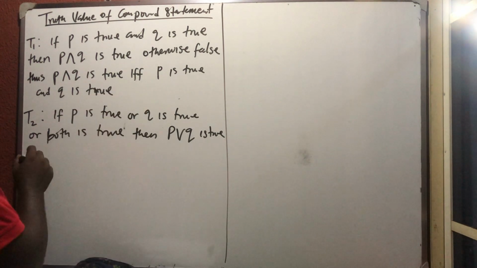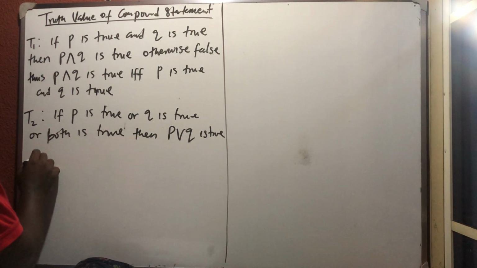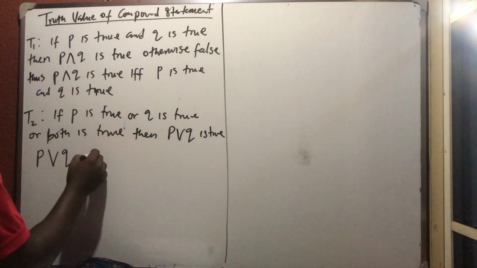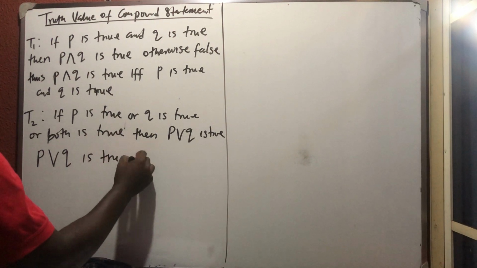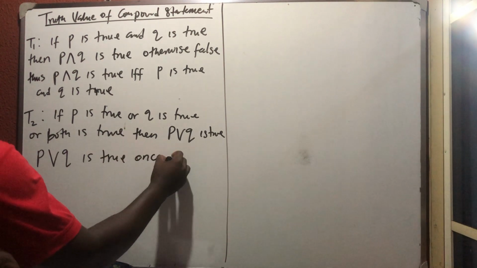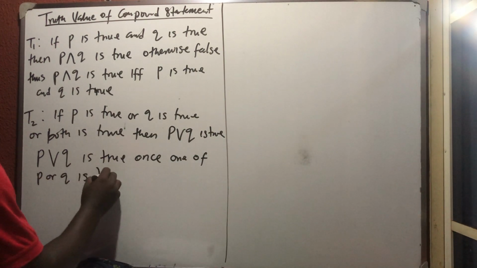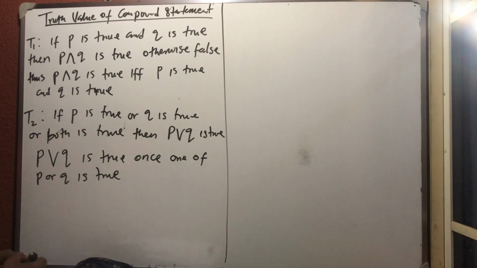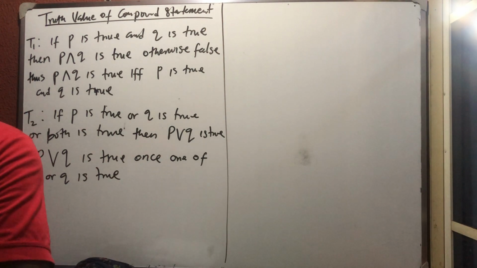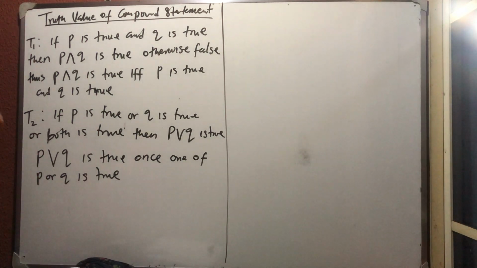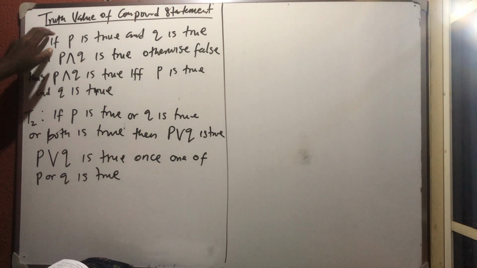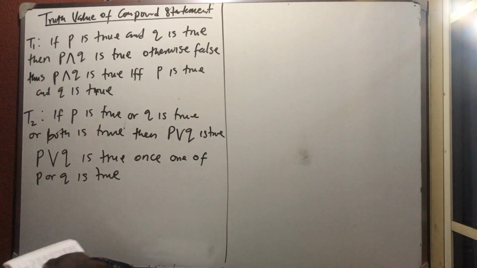As far as it's pointing this way, we have that P or Q is true once one of P or Q is true. In this one, once one of them is true, the answer is simply true. The only way the answer will be false is when both of them are false. But here in the and case, both of them have to be true before the answer will be true. So that is how you have to know that.